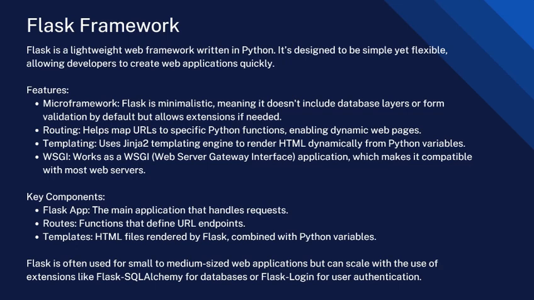Now the key components of the Flask framework. Number one is the Flask app. This is the main application that handles requests. Next is routes. These are the functions that define URL endpoints. Next is templates. These are the HTML files that are rendered by Flask and combined with Python variables. Flask is often used for small to medium-sized web applications, but can scale with the use of extensions like Flask SQLAlchemy for databases or Flask Login for user authentication.